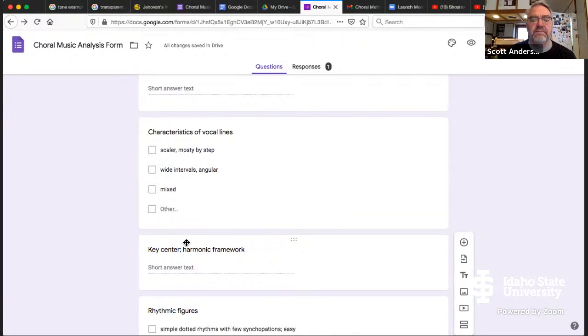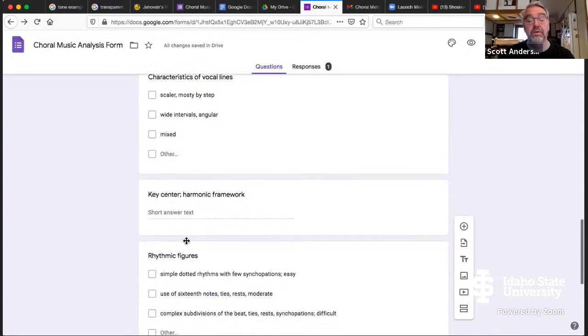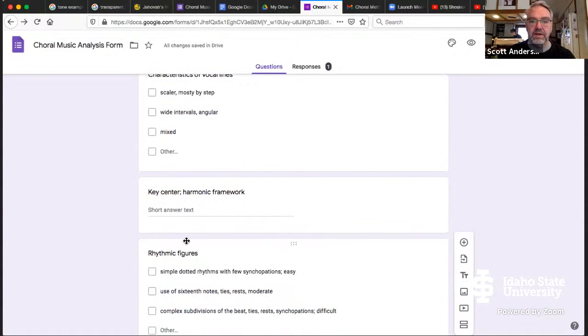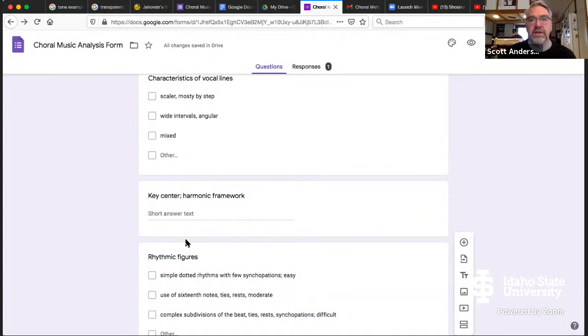Then I'd like you to identify the key center and just a harmonic framework. I don't expect you to analyze the piece harmonically. So, for example, this hymn-like arrangement of America is common practice in B-flat major, common practice in quotes, meaning that we have a tonic that is diatonically based, and the typical progression is something like 1-4-5, 1-2-5-1, or 5-7-1, perfect authentic cadence, that kind of thing. Not surprising. It's not atonal.